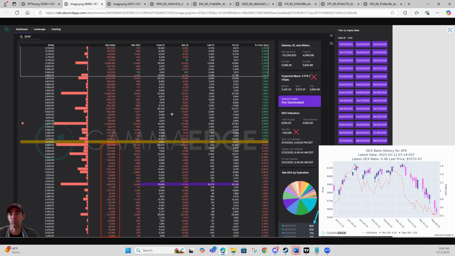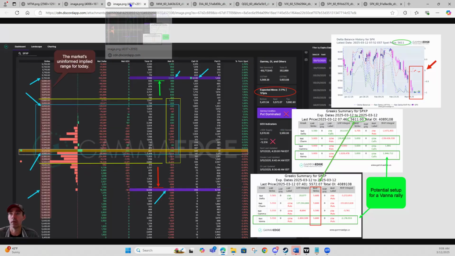Call gamma position with dampened volatility. It's much easier to trade those pullbacks in that environment than in a put dominated gamma environment. So, SPX 0DTE, a lot of charts going on here. We have the expected range, or expected move, sorry, outlined here.